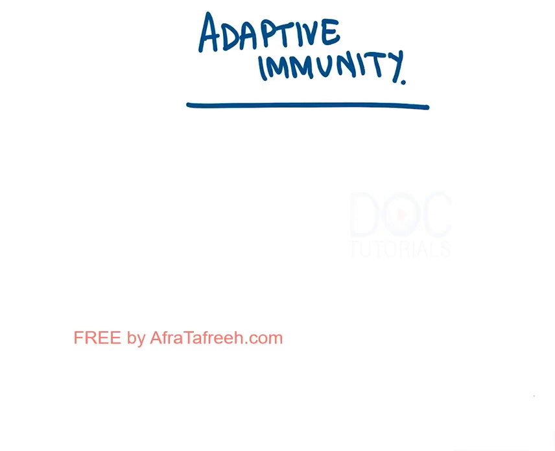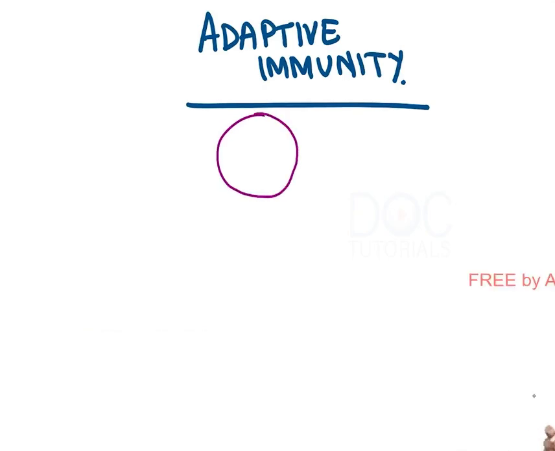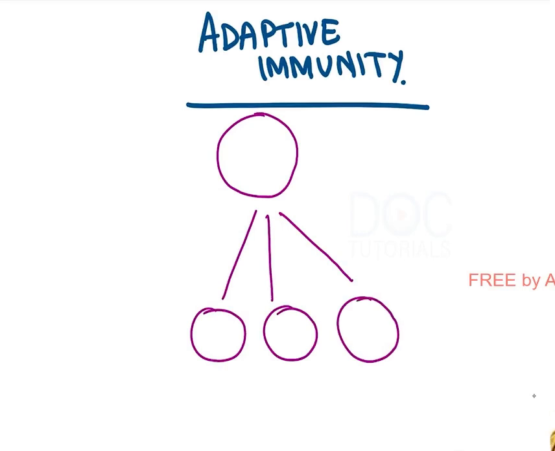So in Bahubali there was a king, and the king has its own army. So king was the T cell, and the army was called antigen presenting cells.